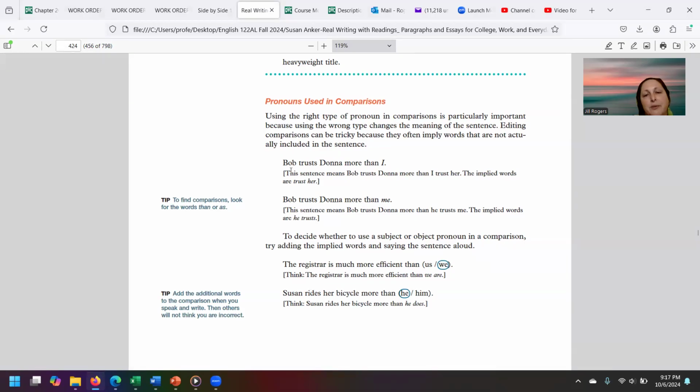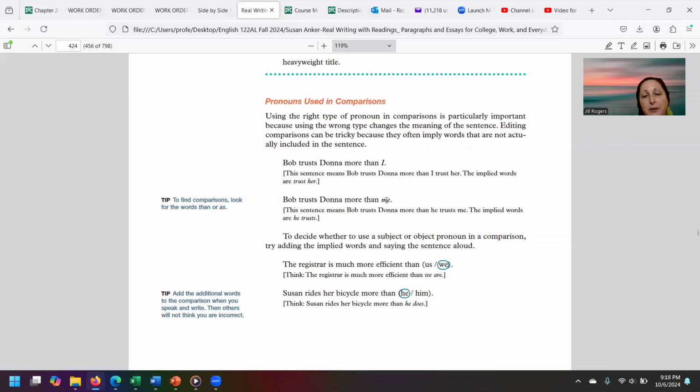So look at this example. Bob trusts Donna more than I. This sentence means that Bob trusts Donna more than I trust Donna. Okay. Now, the same sentence can be written in a different way and it means something else.